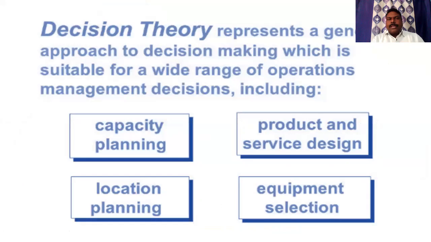If you want to take any decision, that comes in decision theory, which represents a general approach to decision making, suitable for a wide range of operations management decisions, including capacity planning, product and service design, location planning, and equipment selection. These are the four things we mainly have to concentrate on in operations management. Today we are going to see capacity planning.